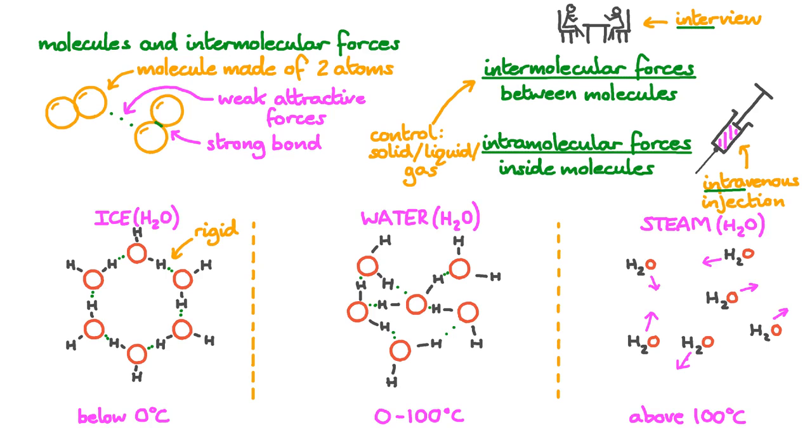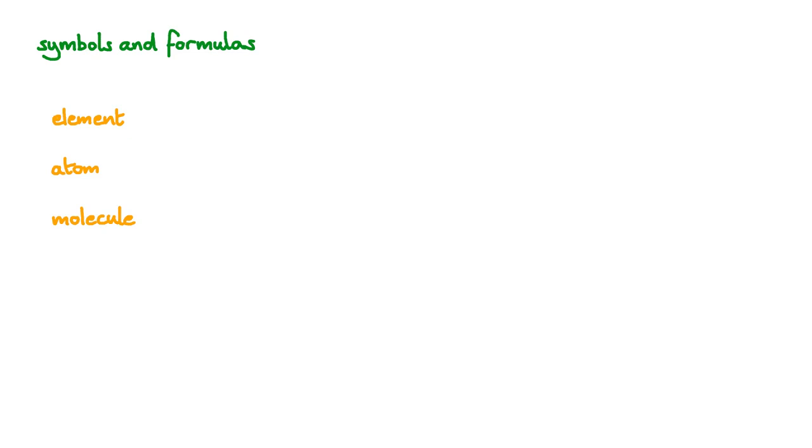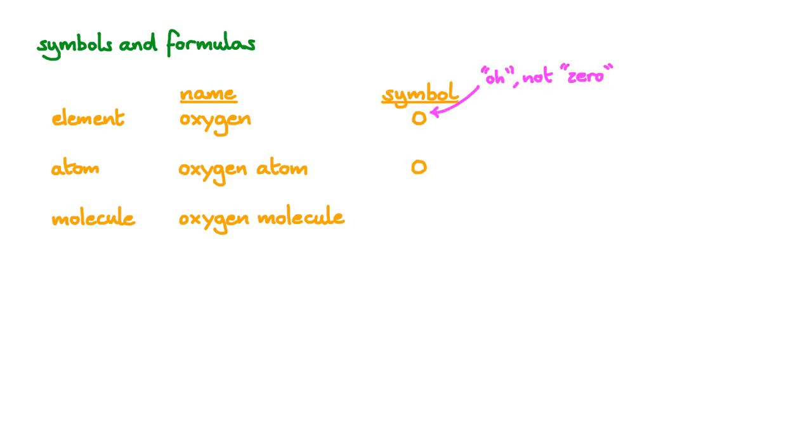Now let's have a look at how we might write down elements, atoms, and molecules. As you learn more about chemistry, you'll see elements, atoms, and molecules written in many different ways. For instance, you might see the word oxygen, which means the element oxygen. Or you might see oxygen atom, which means an atom with 8 protons in its nucleus, an atom of the element oxygen. Or you may see the words oxygen molecule, which refers to a molecule that contains only oxygen atoms. We would normally expect an oxygen molecule to contain 2 oxygen atoms.